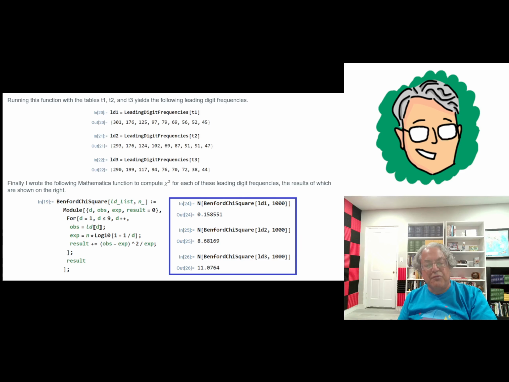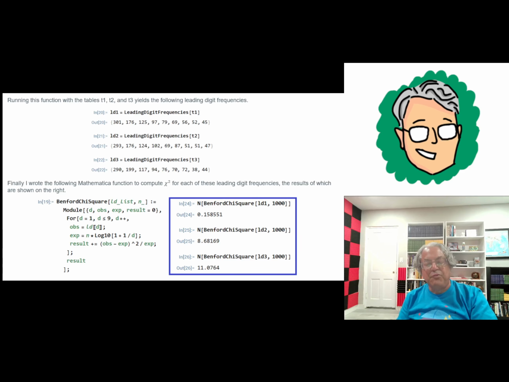So those are our observed values and our expected values, and then we calculate the chi-squared statistic, which is the sum of the observed minus expected quantity squared, divided by expected. We sum that for D going from 1 to 9. That gives us our results. So that's how you calculate the chi-squared statistic. On the bottom right, I just showed the results. And there's one interesting thing you should know.